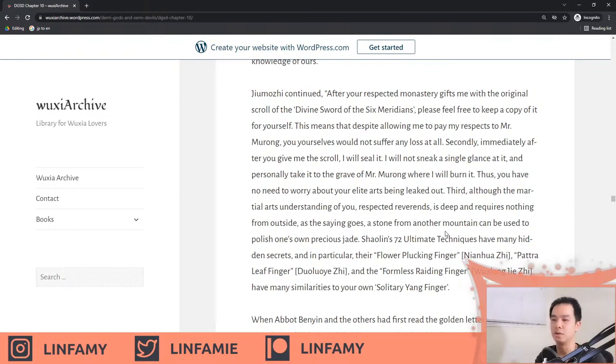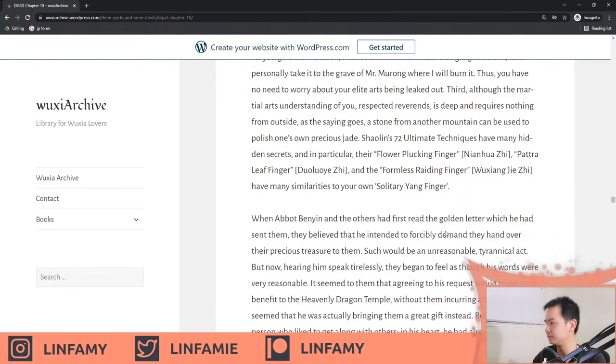Third, although the martial arts understanding of you, respected reverence, is deep and it requires nothing from outside, as the saying goes, a stone from another mountain can be used to polish one's own precious jade. Shaolin's 72 ultimate techniques have many hidden secrets, and in particular, their flower-plucking finger, patra leaf finger, and the formless raiding finger have many similarities to your own Yi-Yang finger.